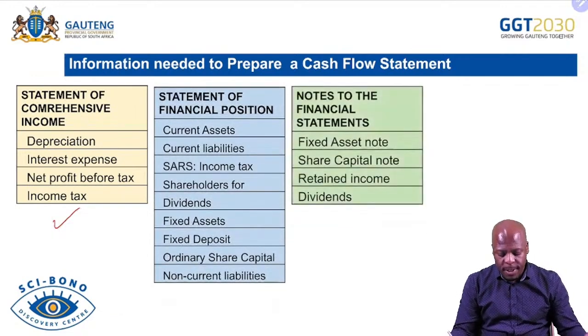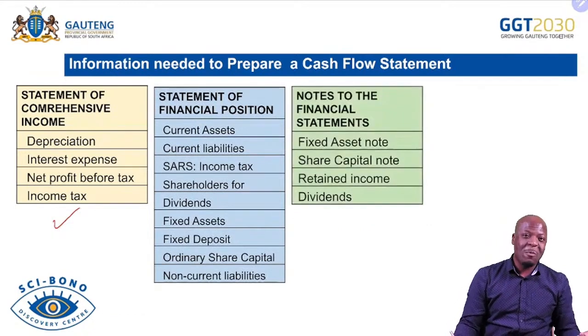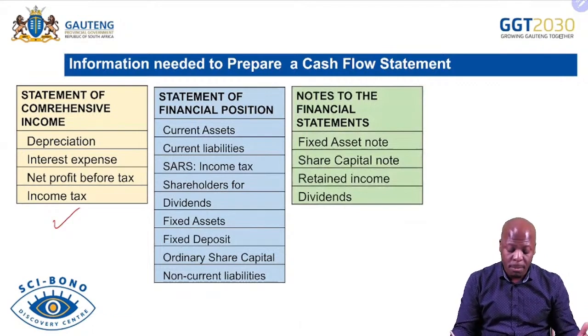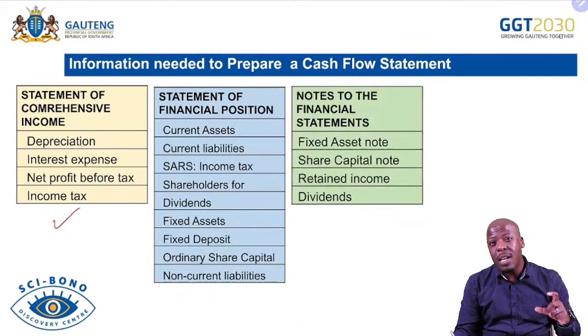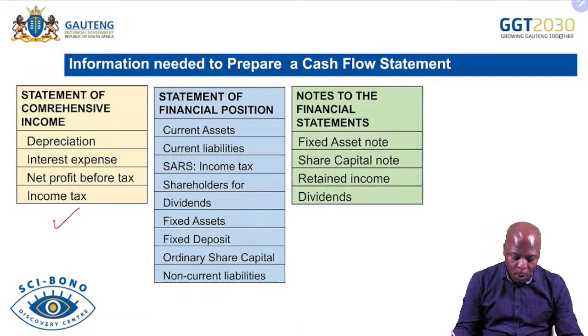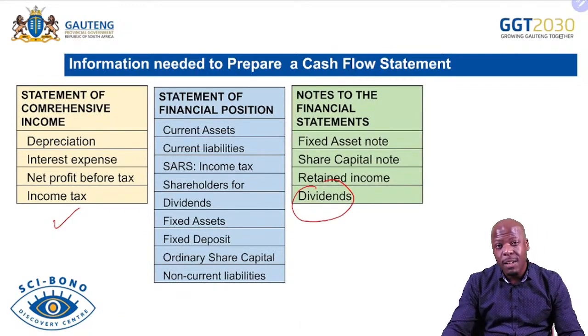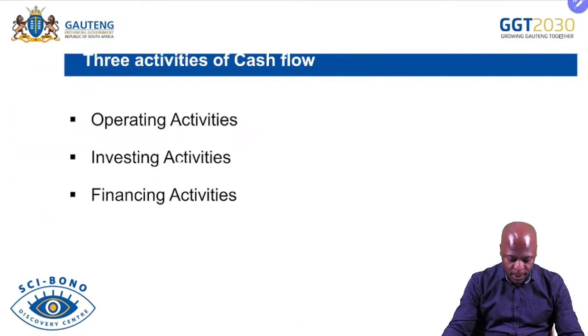Now, you will also need the following notes. You need your fixed asset note, that is your note number 3. And I know most of you guys do love this particular note. So you need your fixed asset note. You need your share capital note, that is your note number 7. Your retained income note, that is your note number 8. You will need to know these notes. And then it is important as well that you know where we get our dividends. You need to know the calculation for dividends.